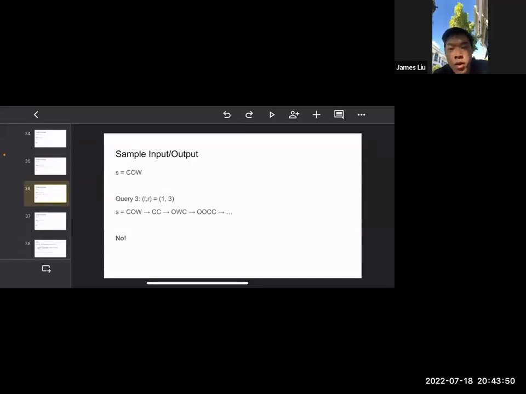Now LR equals 3, so it's the whole string. Again, we try to convert this. We can convert this to CC, which is very close, but you can't remove only one C. You'd have to remove both C's in a removal operation. So you can't do that. Again, it's just impossible to convert this to a single C.